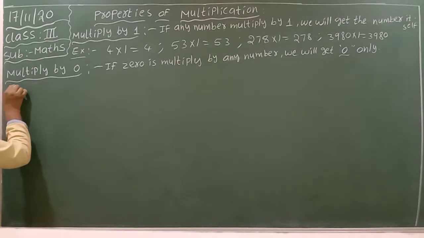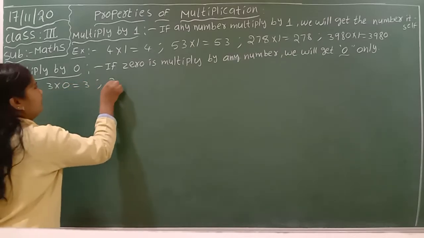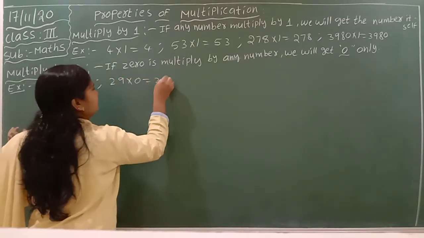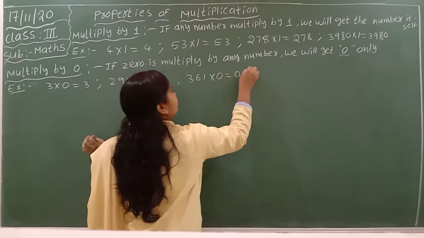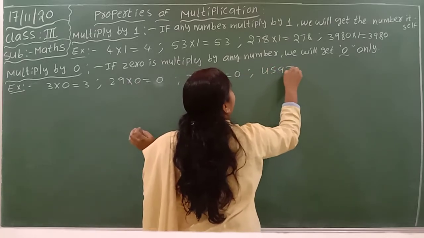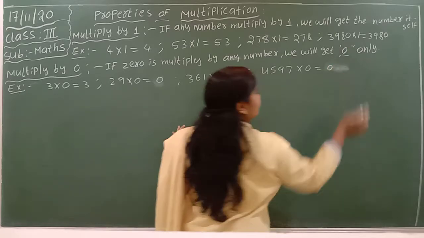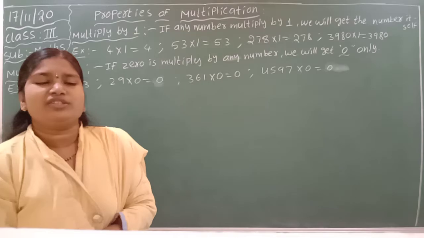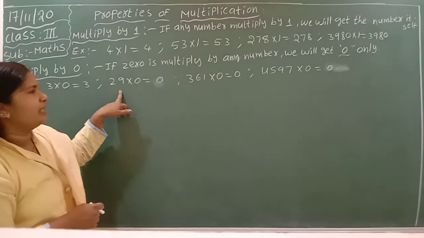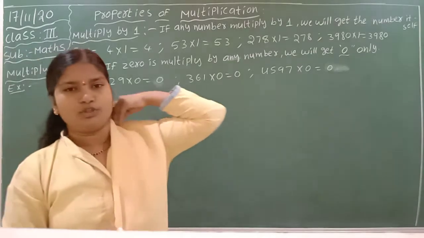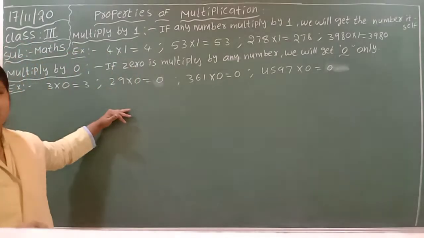Here also you have to take any number of digits, like 3 into 0 is equal to 0. 29 into 0 is equal to 0. And 361 into 0 is equal to 0. 4597 into 0 is equal to 0 only. Like this. Okay. Here also, 0 is multiplied by any number, we will get the answer 0. It is multiplication by 0. Next, it is the second property.